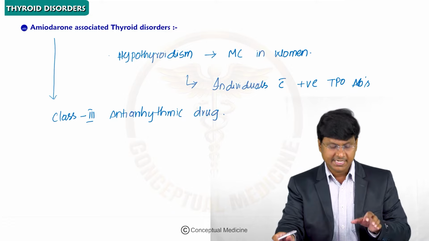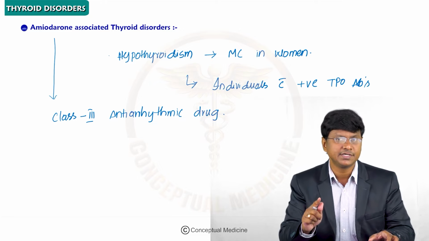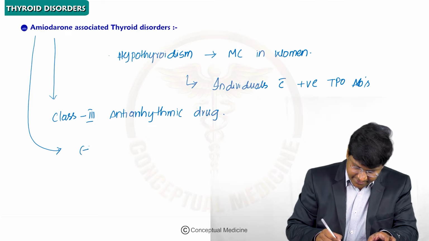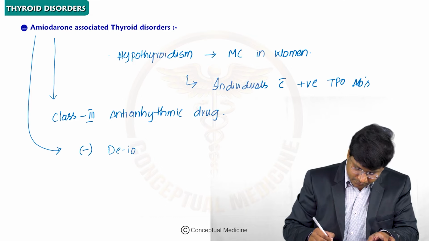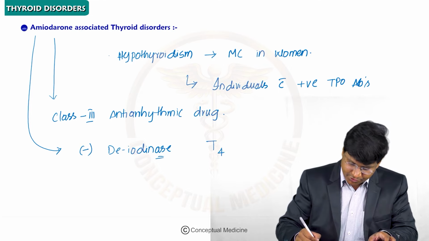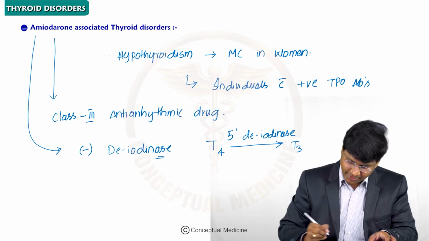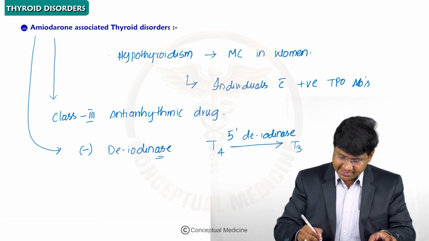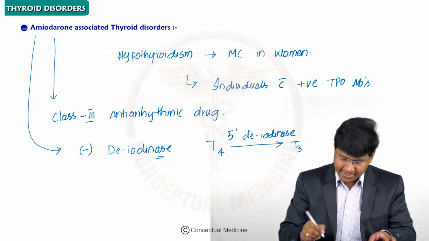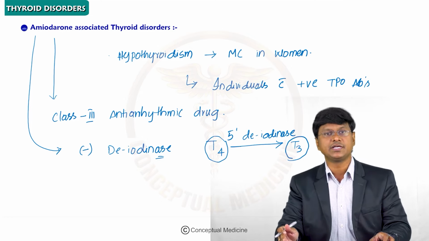Now, what is the mechanism? Amiodarone will cause hypothyroidism by one or two mechanisms. The first important thing is that amiodarone will inhibit an important enzyme called deiodinase. And where is this deiodinase required? It is required for the conversion of T4 to T3. That is, you require 5-deiodinase. This enzyme is inhibited by amiodarone, and thereby T4 is not converted into T3.